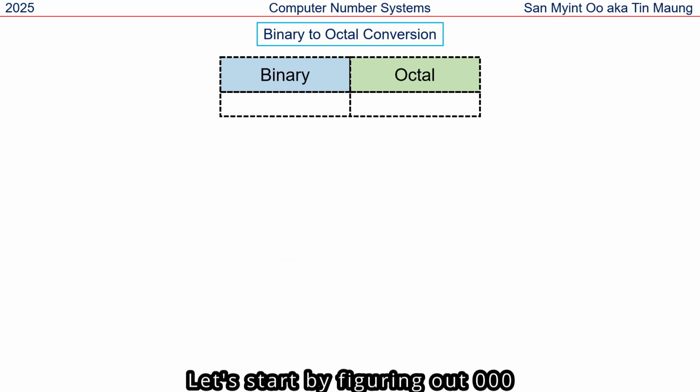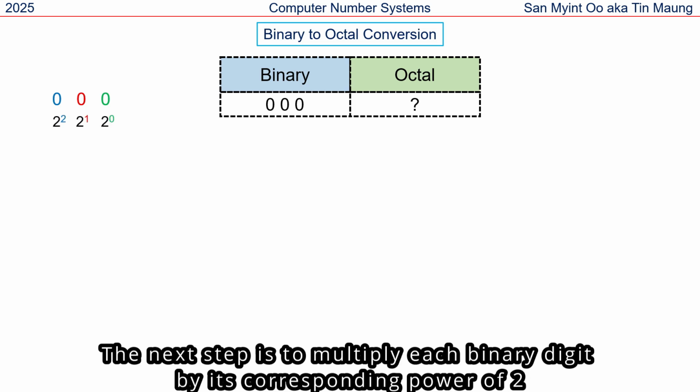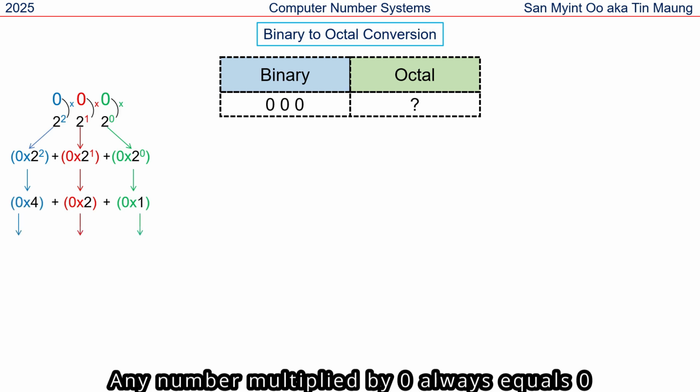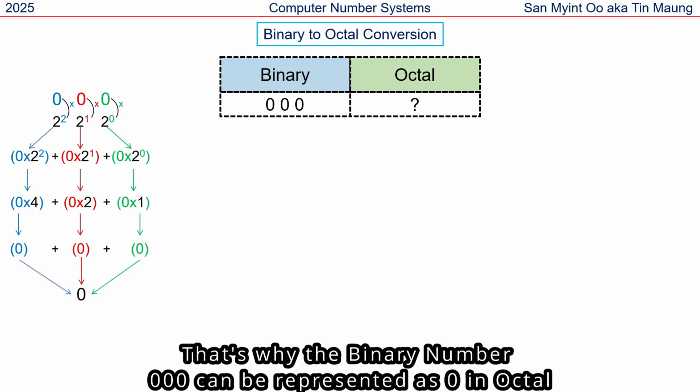Let's start by figuring out 000. Since it's base 2, we're gonna use powers of 2, starting from 0: 2 power 0, 2 power 1, 2 power 2. The next step is to multiply each binary digit by its corresponding power of 2. So 0 multiplied by 2 power 0, 0 multiplied by 2 power 1, 0 multiplied by 2 power 2. 2 power 0 is 1, 2 power 1 is 2, 2 power 2 is 4. Any number multiplied by 0 always equals 0. When we add all those 0s together, we get 0. That's why the binary number 000 can be represented as 0 in octal.